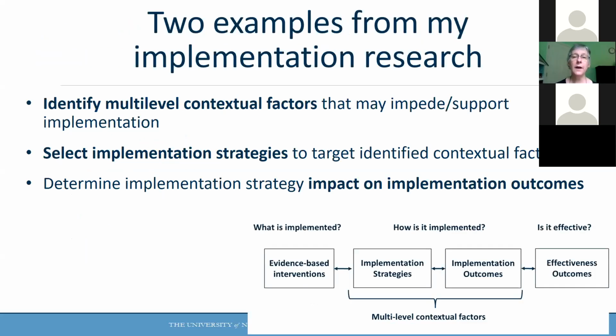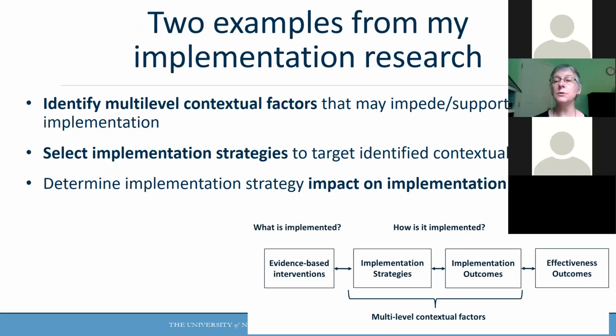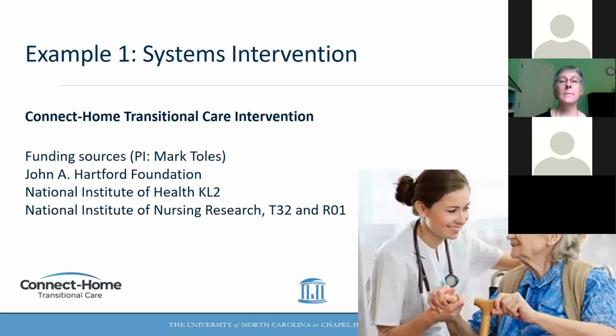So now I'm going to provide you with 2 examples from my research. In both examples, I will talk through how we identified multi-level contextual factors that may impede or support implementation, how we selected implementation strategies to target those contextual factors, and then how we determined whether the implementation strategies had a positive impact on implementation outcomes. So the first is a systems intervention.